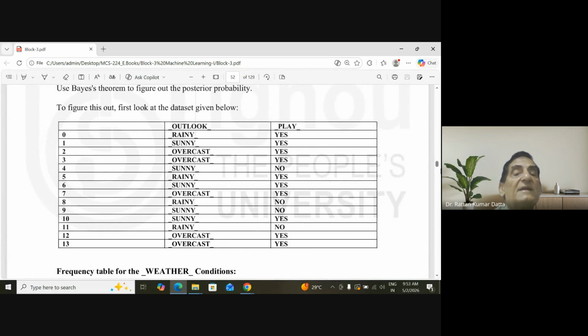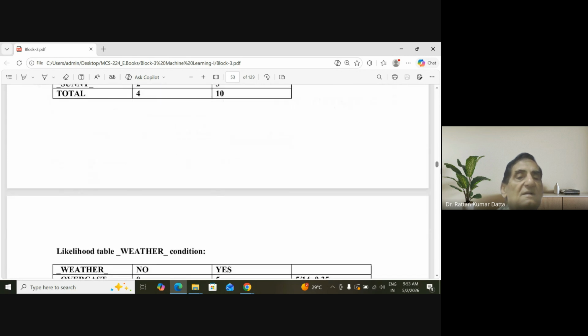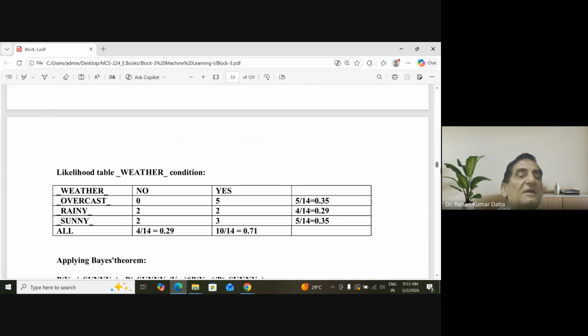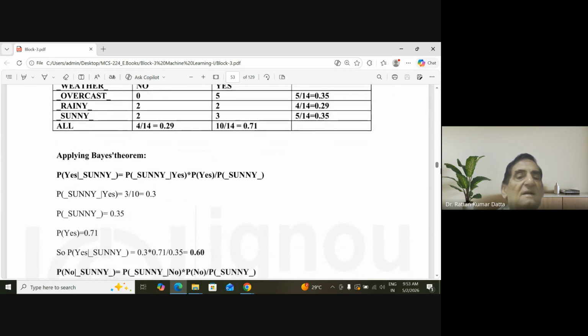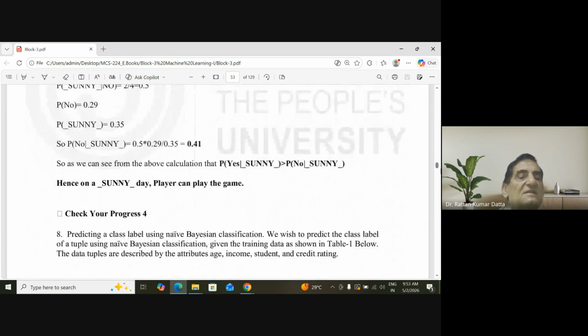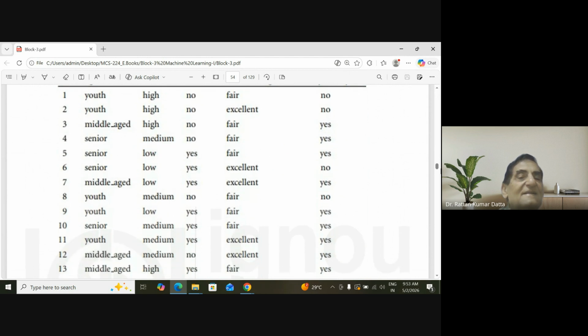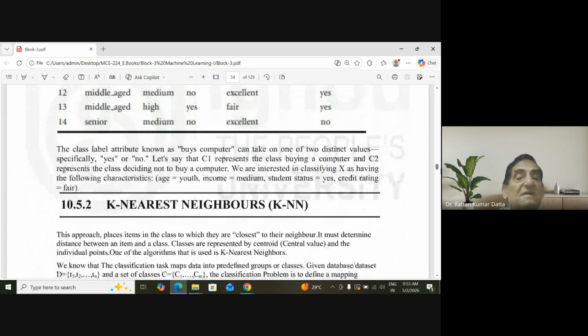These are the rainy, sunny, overcast. So to figure it out, first look at the data set. This is the data set. Then you make a frequency table for weather: overcast, 0 no, 5 yes, and so on. Rainy, then the total is this. Likelihood table, so you can see that. And then you get the Bayesian probabilities, yes, no, and all that. So you get all this table here, so that you can say medium, fair, this way.